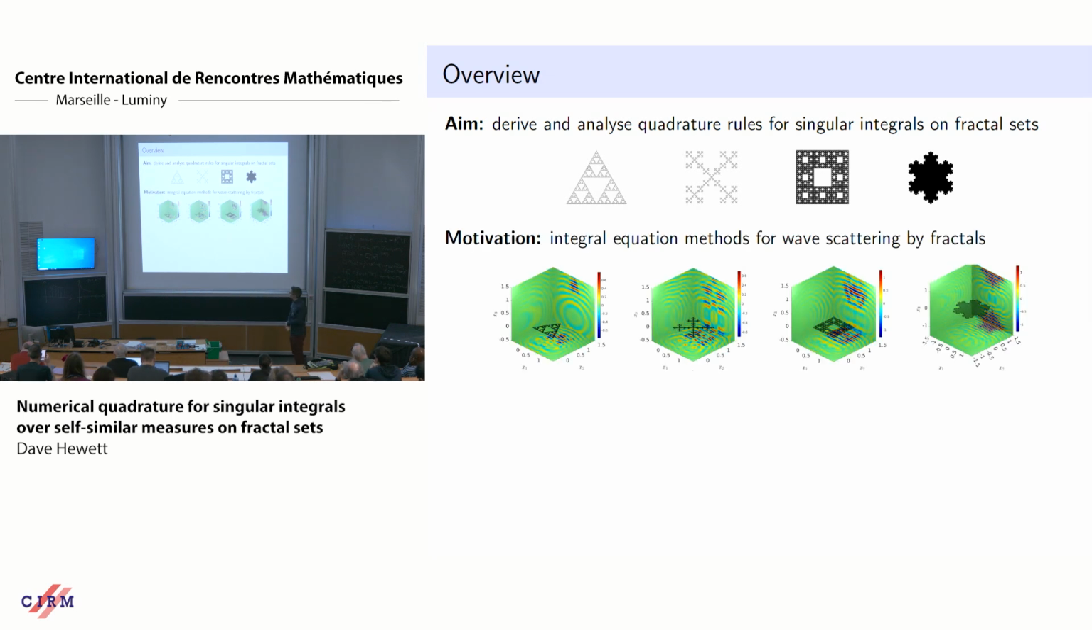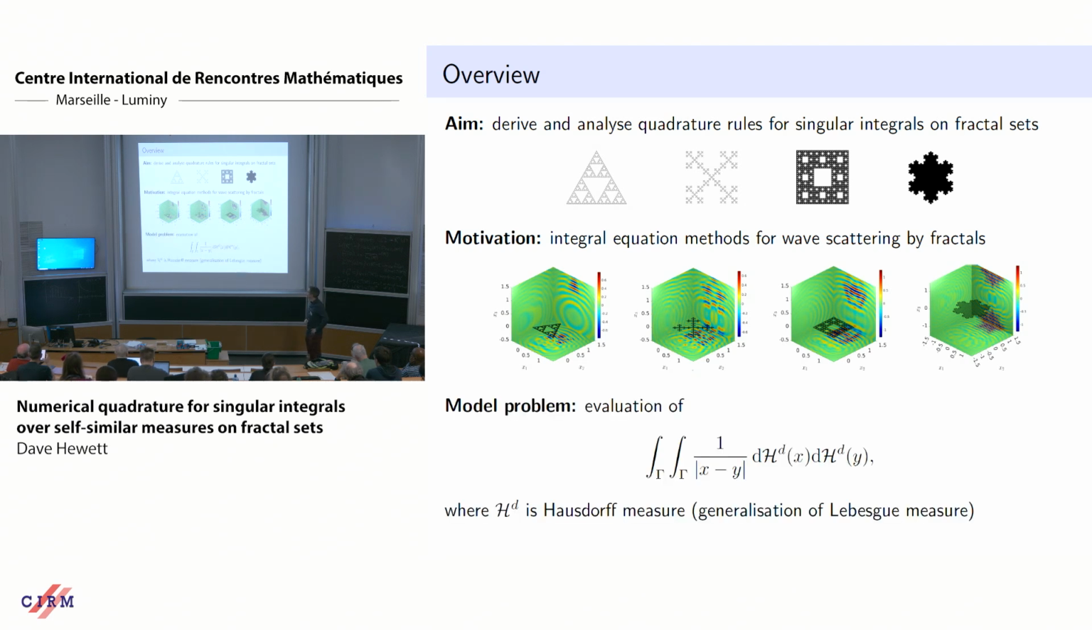Okay. So motivation, we've already heard from Simon, these scattering problems, and these are actually some solutions, scattered fields of the problem that Simon was talking about, and I'll say a bit more about that later. But I'm going to keep things very simple in this talk and just look at a model problem which is evaluating this integral. It's a double integral with respect to Hausdorff measure over some fractal set gamma of this kernel 1 over modulus x minus y.